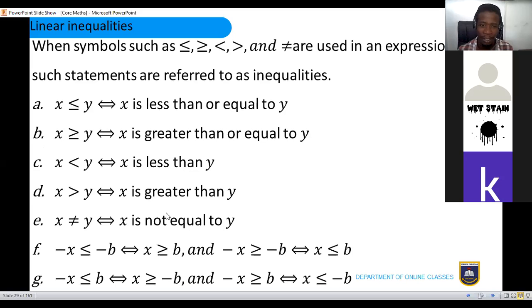Linear inequalities. You are going to look at inequalities.